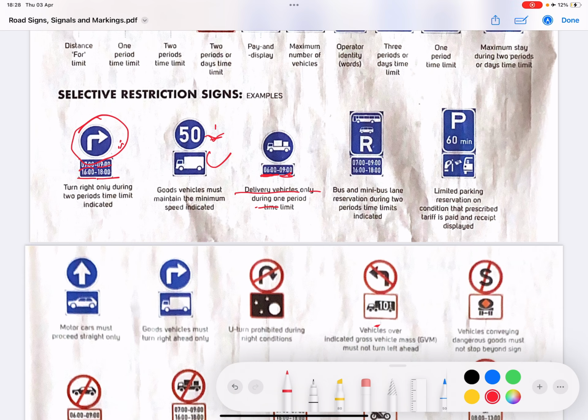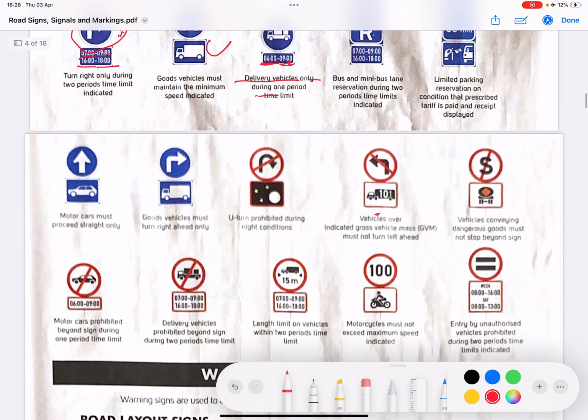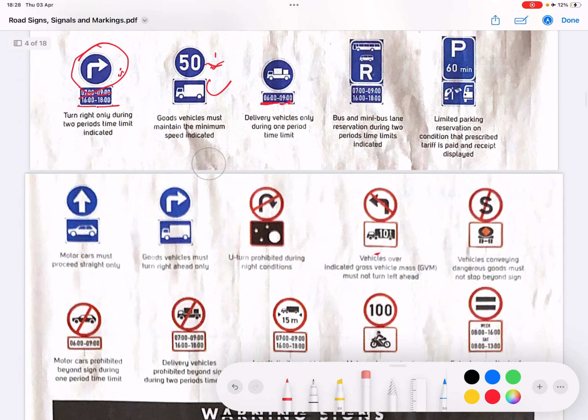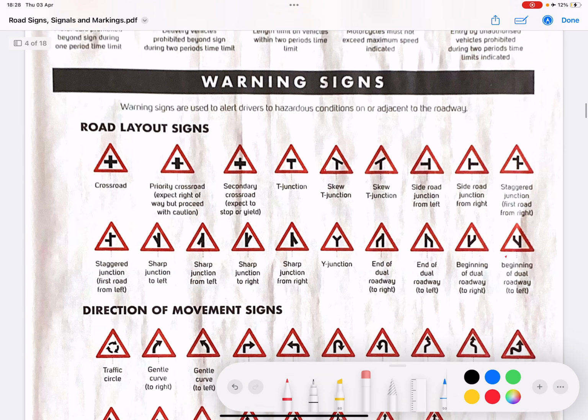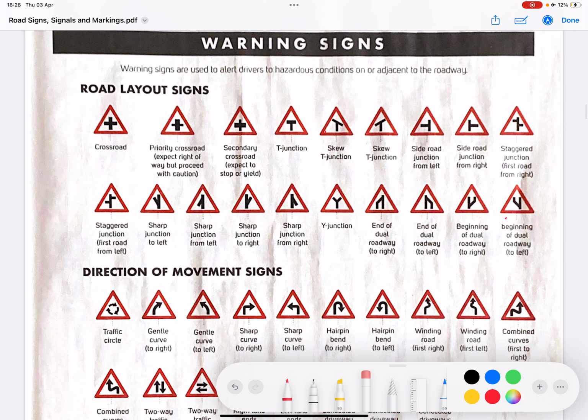All right? And then ganjalo. That's how it is. Okay. Those are your selective restriction signs. Now you come to the warning signs. So the warning signs are somewhat easy.